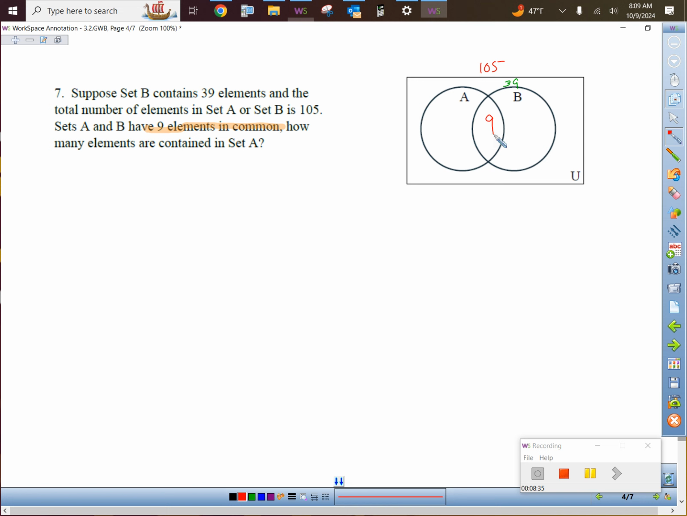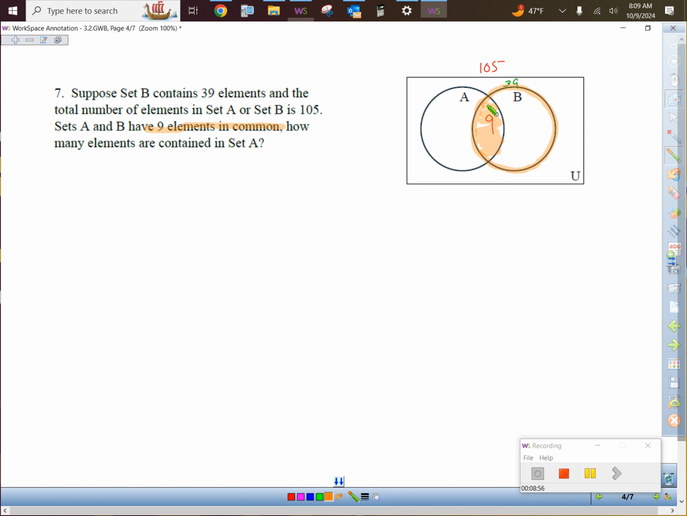Then they ask a question after that. They have given us enough information to do some figuring. Do you know how much is in this orange circle? What's supposed to be the total amount in there? 39. Are you with me? Isn't there supposed to be 39 elements in that circle? 9 of them are right here. Are you with me on that? 9 of them are right there.